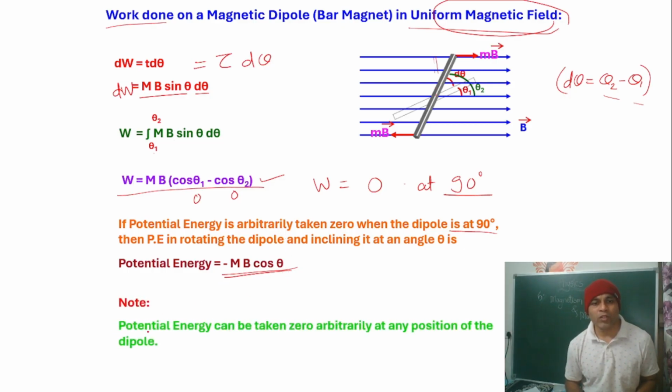Now the potential energy can be taken as 0 arbitrarily at any position of the dipole. It is mentioned here in cos theta.